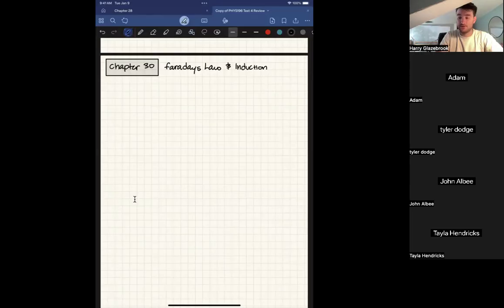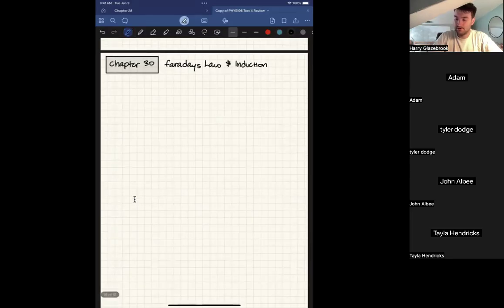So just diving right into it. Faraday's law is a phenomenon where if you have a changing magnetic field, it's basically going to induce another magnetic field that opposes that change. And that's going to cause some things that are pretty interesting.